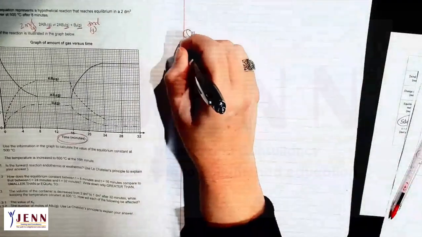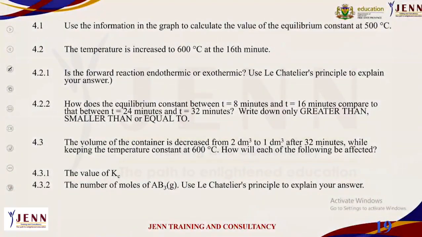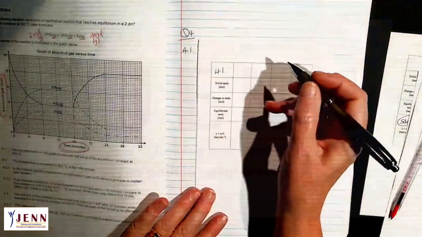Let's have a look at what they ask us. Question number 4, they say 4.1: Use the information in the graph to calculate the value of the equilibrium constant at 500 degrees Celsius. Now they plunge in here from the side. We haven't even had a table, but we can use the values from the graph. So we're going to do a table for this one as well. This one can be done with or without the table.